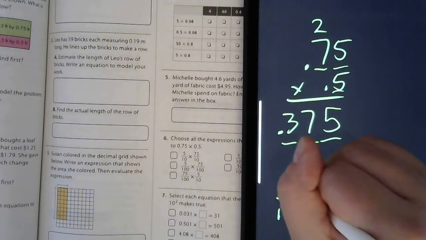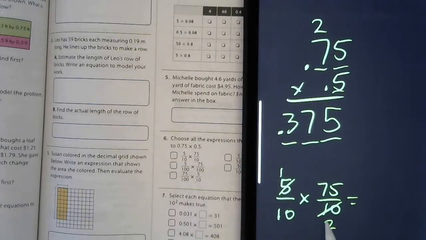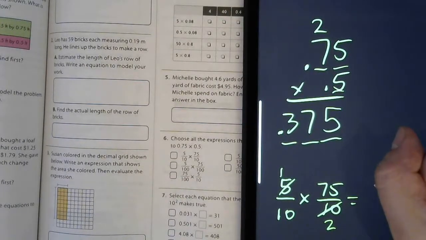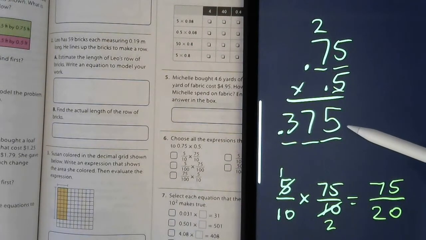So I know that 5 and 10 both have a common factor of 5. 5 goes into 5 once, 5 goes into 10 twice. So now I have 1 times 75, that's 75. And 10 times 2, that's 20. 75 over 20 is an improper fraction. I know there's no way that 0.375, or 375 thousandths, is going to be equal to that. Let me take a look at the next one.